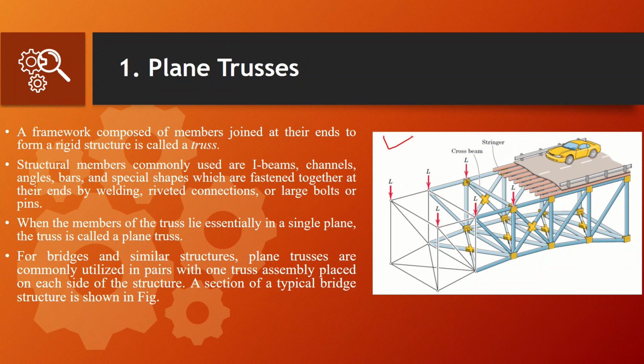The combined weight of the roadway and the vehicle is transferred to a longitudinal stringer. As you can see, the load from these brown planks is transferred to these joints, and this is the complete beam which is transferring the load to these joints of the two plane trusses on either side. The combined weight of the roadway and the vehicle is transferred to the longitudinal stringers, then across to the beams, and finally the weight of the stringers and cross beams is transferred to the upper joints of the two plane trusses, which form the vertical sides of the structure. Now, a simplified model of the truss structure is indicated at the left side of the illustration, as you can see right here.